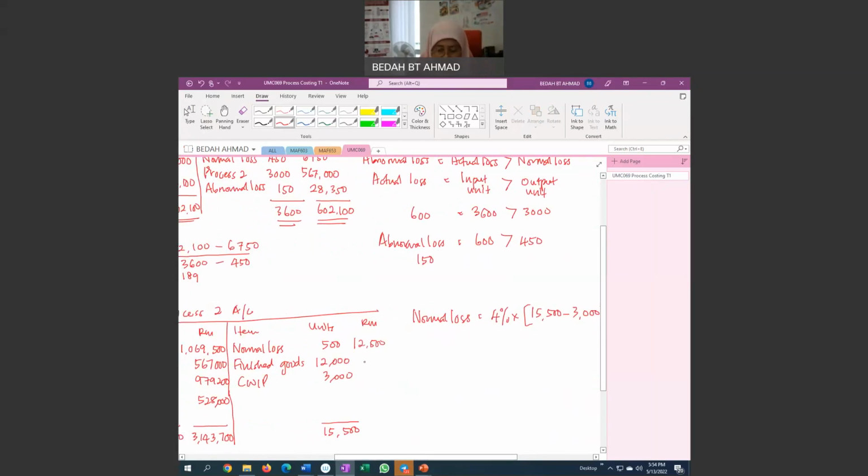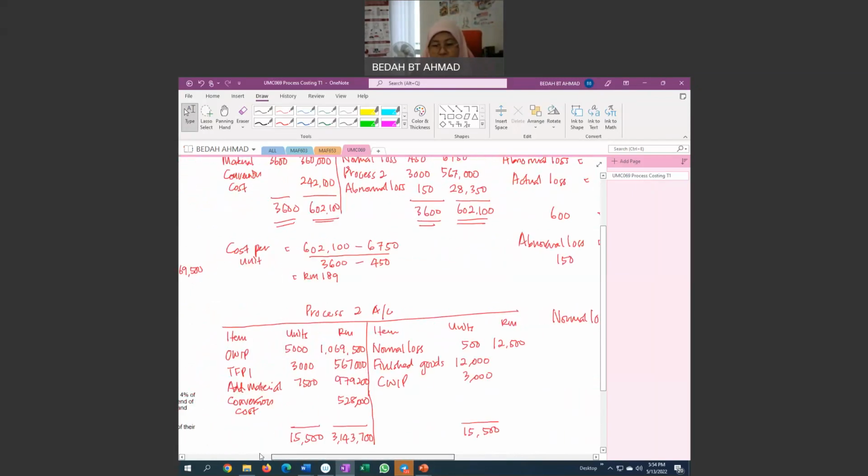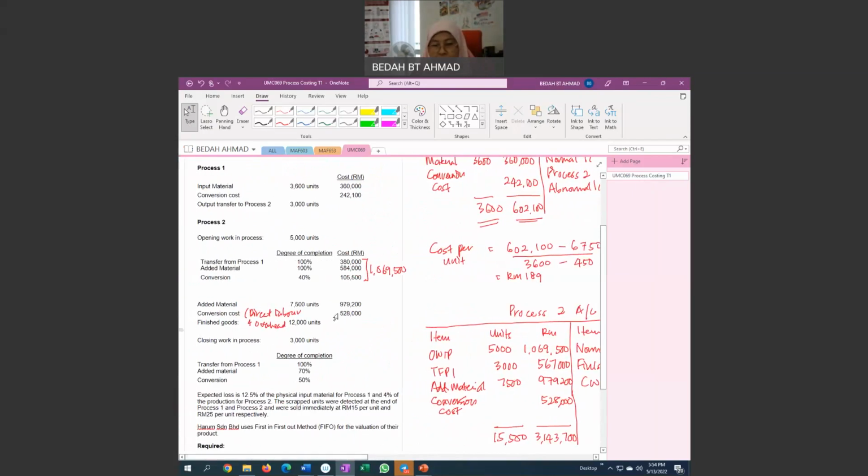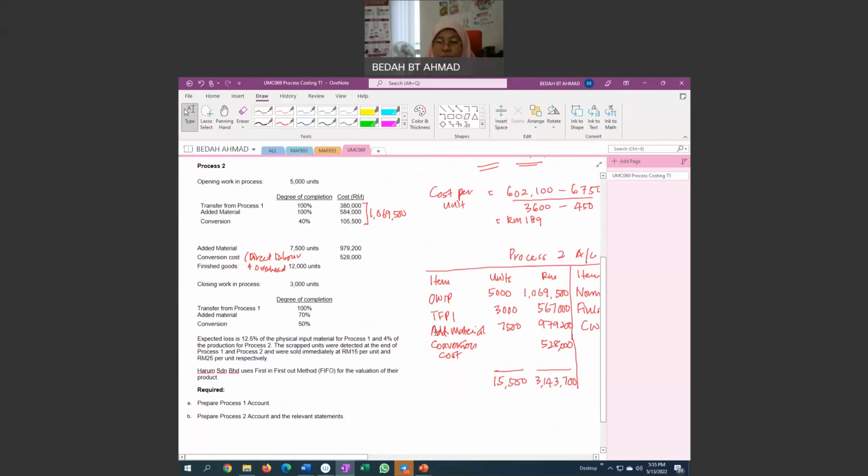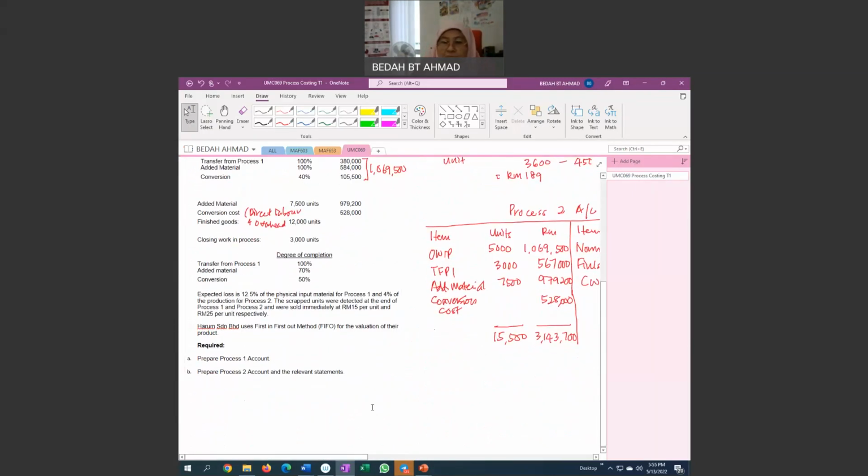All right. For the finished goods and closing work in progress, since the question mentioned there is a degree of completion, that means there will be a statement of equivalent units. So we need to prepare the statement.